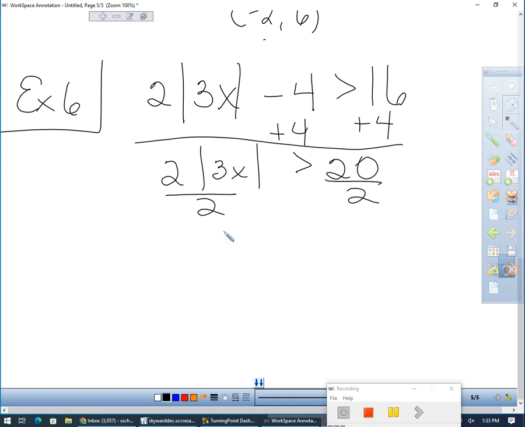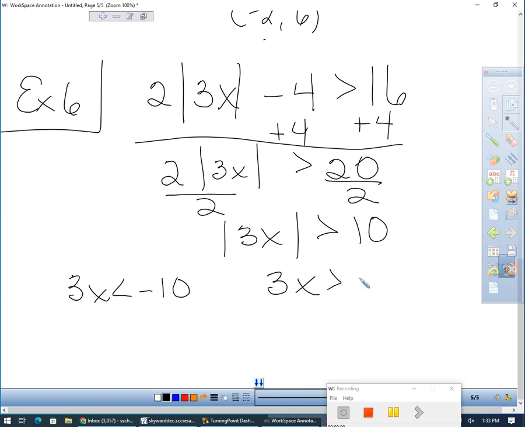Nice job. To 10, right? All right. So now what are our 2 inequalities we're setting up? Good. Good. We have 3x is greater than 10 over here. We have 3x is less than -10. Can you already tell what kind of problem this is going to be? It is an OR problem.